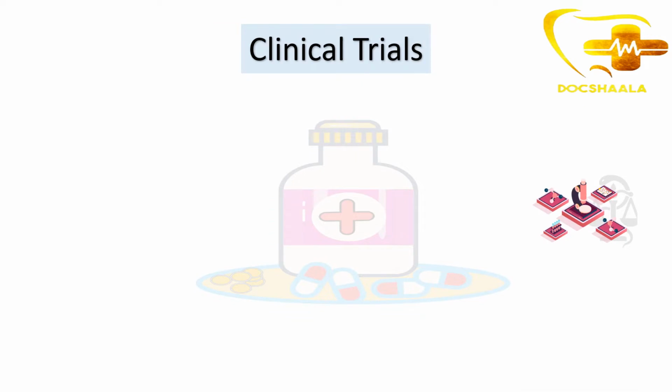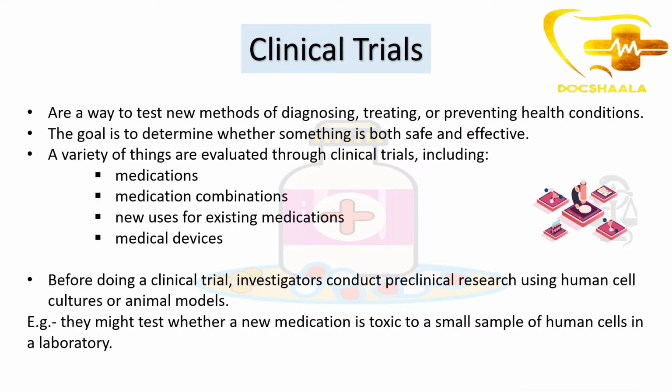So what is a clinical trial? It is a way to test new methods of diagnosing, treating or preventing health conditions. So it is not only used for drug approval, but also to identify new diagnostic methods and new preventive methods. The goal is to determine whether something is both safe and effective. A variety of things are evaluated through clinical trials, which include medications, medication combinations, new uses for existing medications and medical devices.